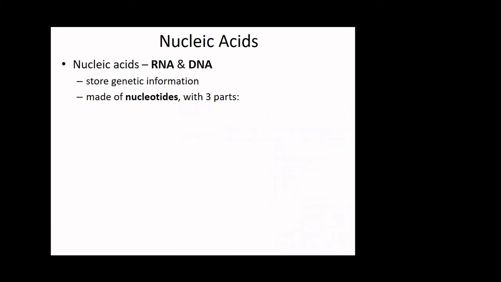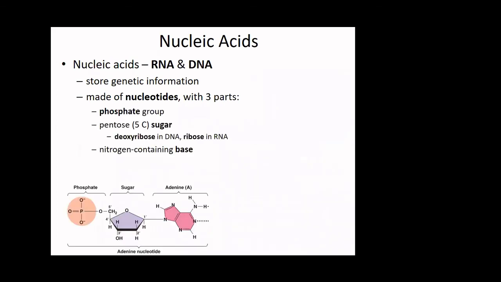The final macromolecules are nucleic acids, RNA and DNA. You guys are familiar with them already. They store genetic information. Our nucleic acids are made of nucleotides. Each nucleotide has 3 parts: a phosphate group, a pentose sugar, which is a sugar made of 5 carbons, and a nitrogen-containing base. In DNA, the pentose is deoxyribose. If you have RNA, it's called ribose. That's the big difference between DNA and RNA.